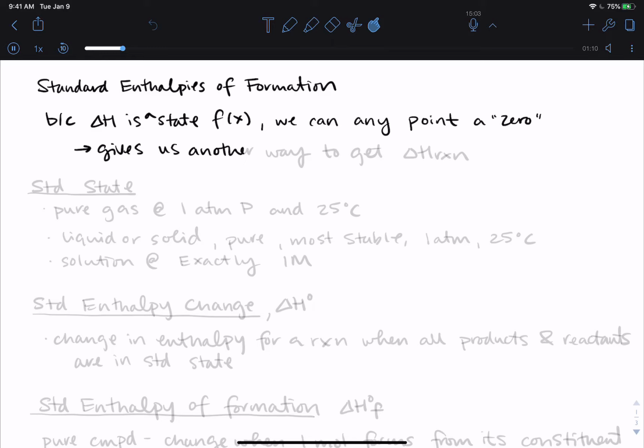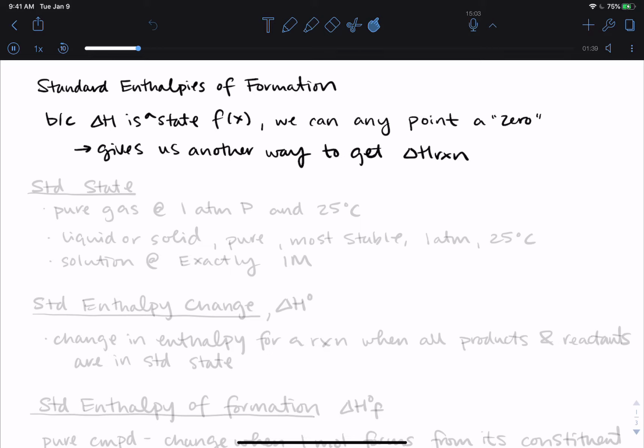So it will look a little different, and I'll tell you what you need to look for to know when to use these. But it is another way that we will be able to get delta H reaction. Now we need to do some definitions, right? Because someone set 0 points in definitions, so we should go through those. But then we'll get into how you can use these.